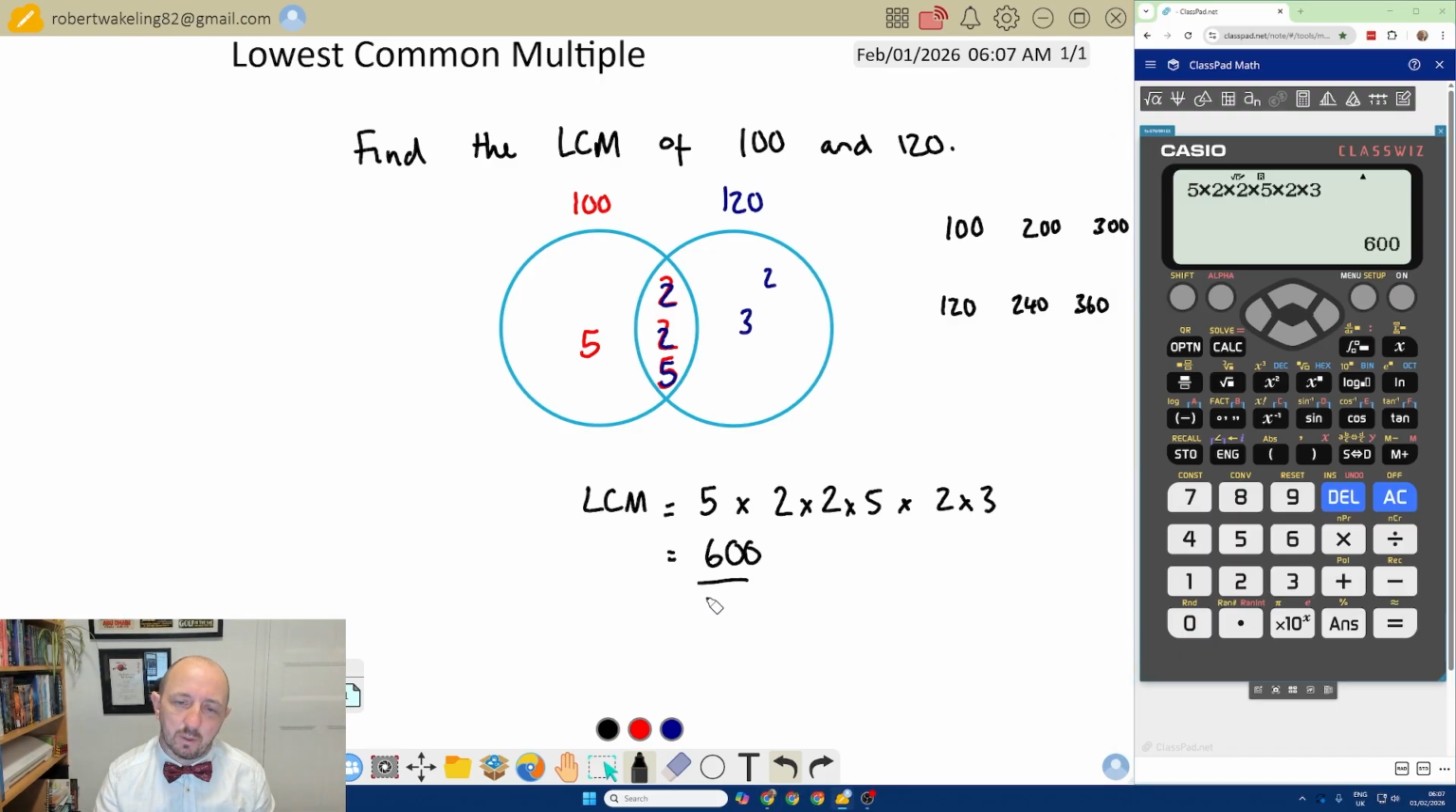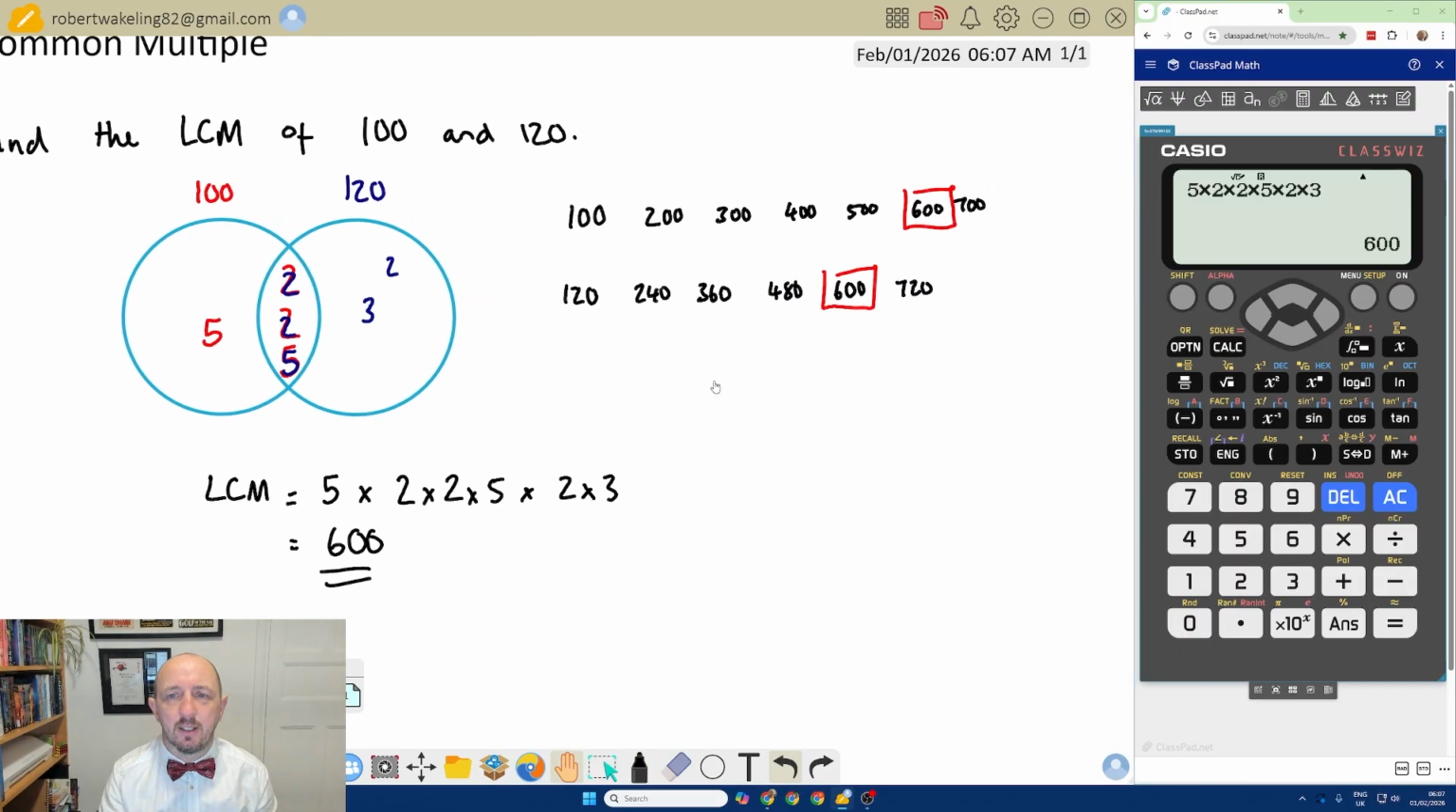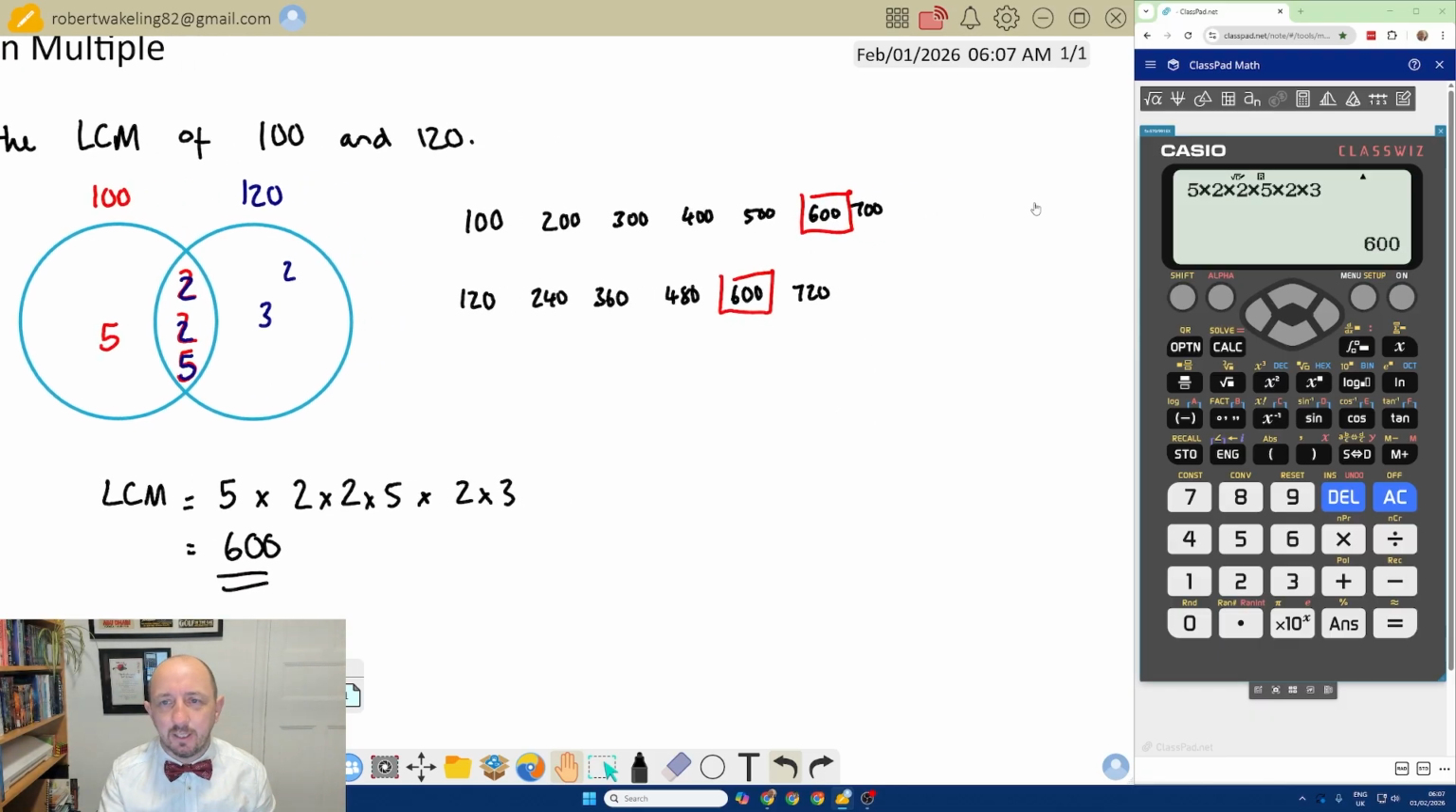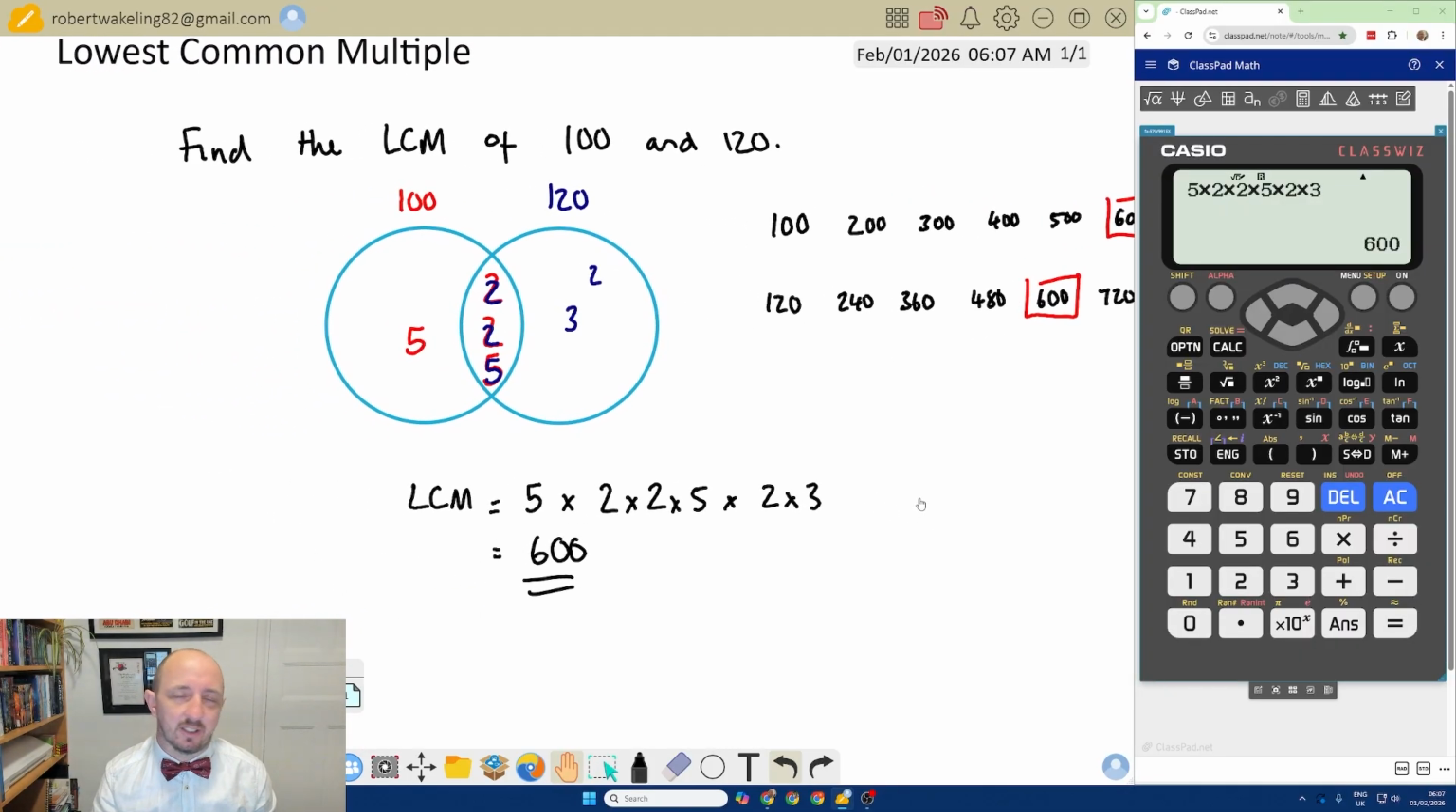600 was the first number that appeared in both of their times tables. Like, if I kept going, I'd hit other numbers, like 1200 would be the next one. Okay, but this is the lowest common multiple that we're interested in, not just common multiple.